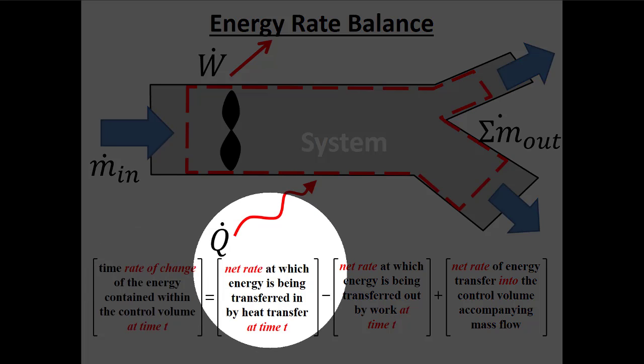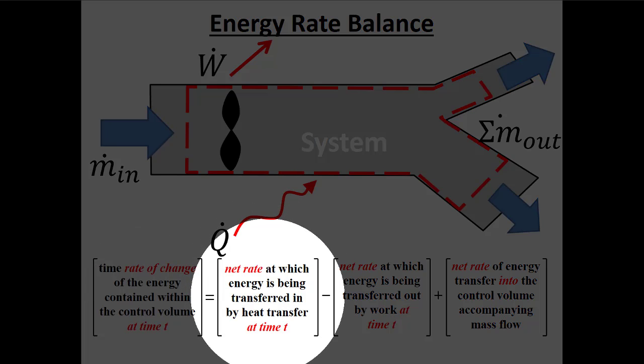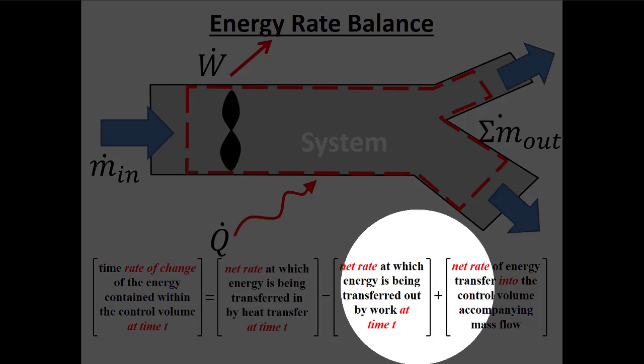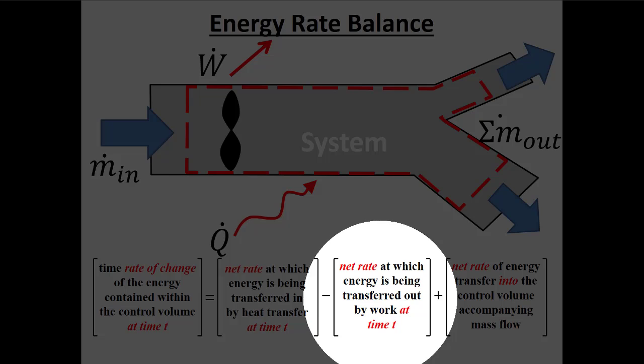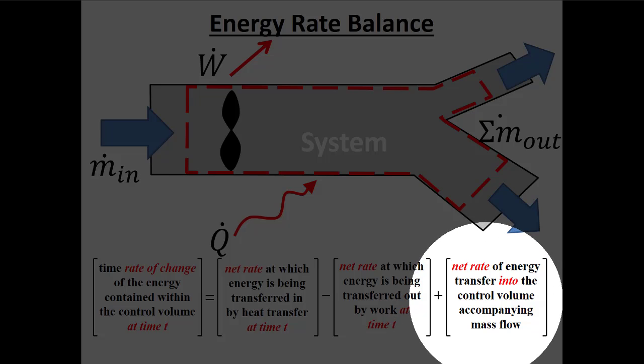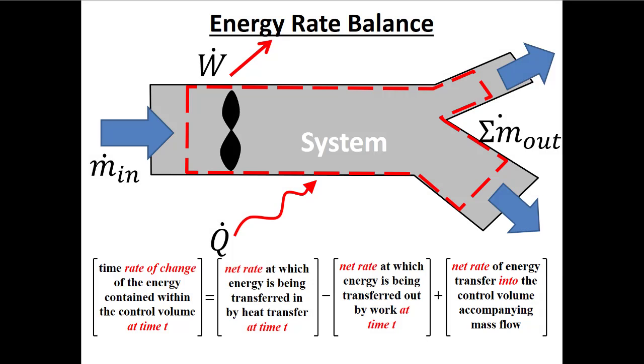So here, now we have the net rate at which energy is being transferred in by heat transfer. This is Q dot. The net rate at which energy is being transferred out by work at some particular time, right? Because this is a rate equation. So all of these are instantaneous rates. And then we have the net rate of energy transfer into the system accompanied by the mass flow. So we take the energy coming in with the mass minus the energy going out with the mass.